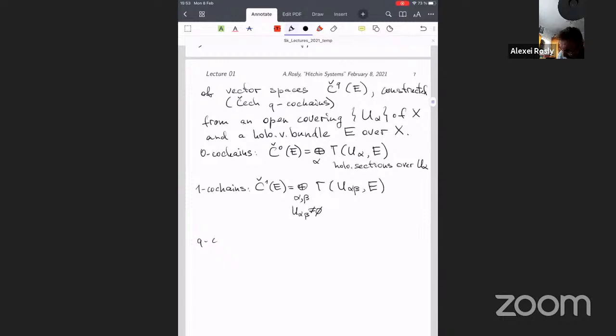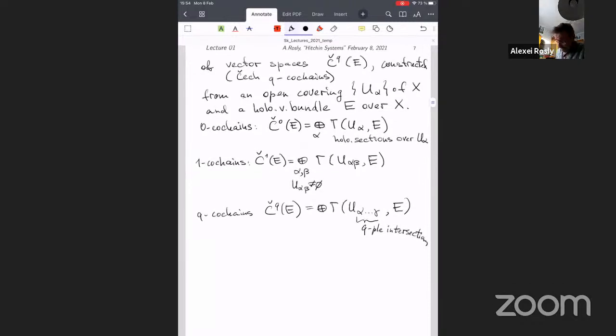Q-chains: C^q of E is the direct sum over indices alpha_0 through alpha_q of the sections over U_alpha_0...alpha_q. How to say, the multiple intersection. And we take holomorphic sections there.